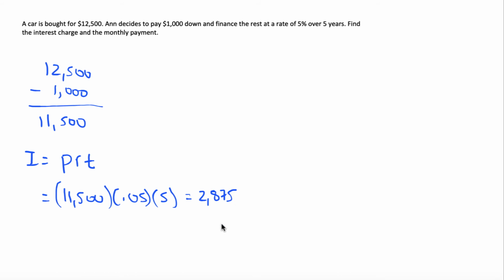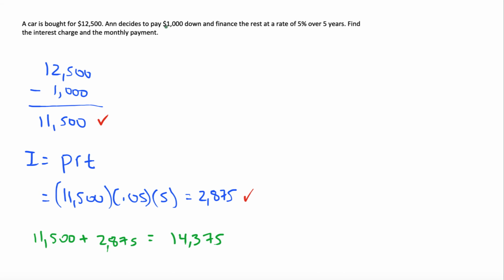$2,875. Okay, now what does this represent? This is the interest, right? So essentially, Ann has to pay back the 11,500, but also the interest. So what is that total amount here? The 11,500 plus the 2,875. Okay, so this is going to be how much she's really going to have to pay back. $14,375.